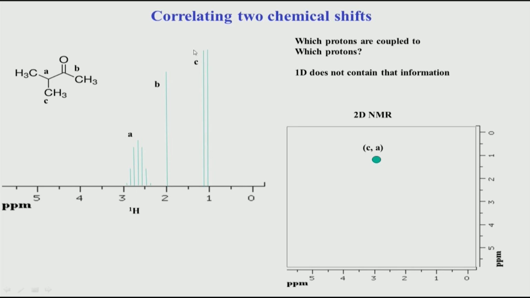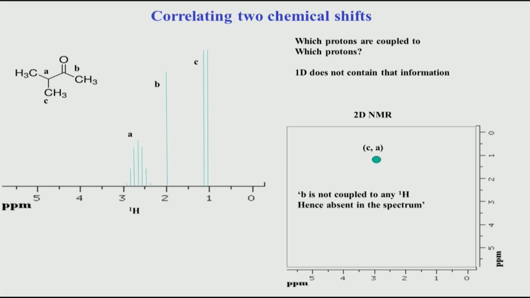Which septet is coupled to which doublet, that information you will not get from a 1D, but you will immediately get from a 2D, because the septet at this position will be correlated with the doublet at this position. So, if you have many doublets and many septets, they will get individual peaks. This is called a peak. You will get individual spots here for each septet-doublet combination. So, that is how 2D NMR helps us find out which protons are coupled to which protons. This is the first point, an advantage of 2D.